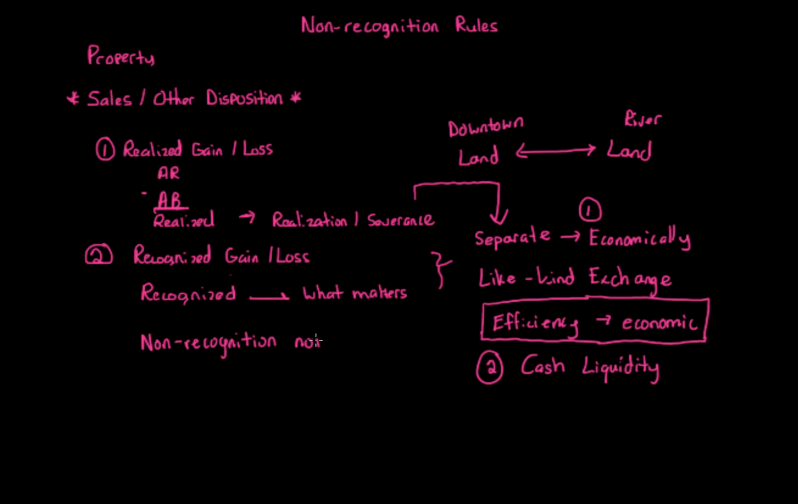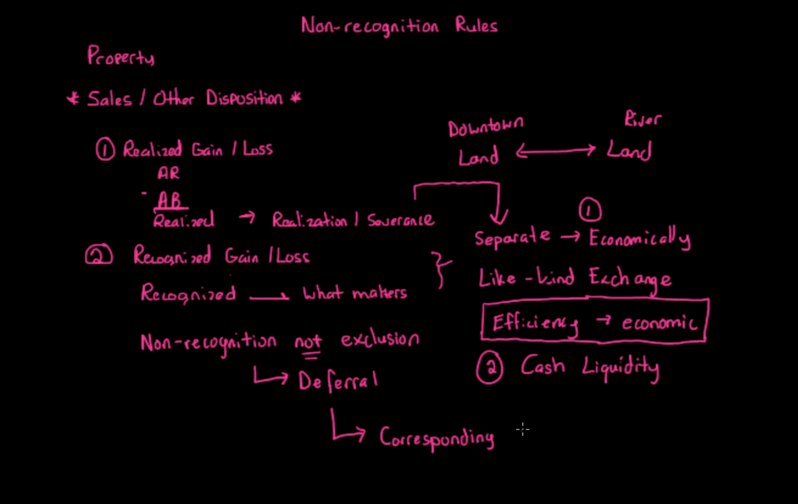It is not an exclusion of gain or loss. It is not an exclusion. Non-recognition is a deferral mechanism. It defers any gain or loss from being recognized until the future. And how does it do that? Every non-recognition rule has a corresponding adjusted basis rule.